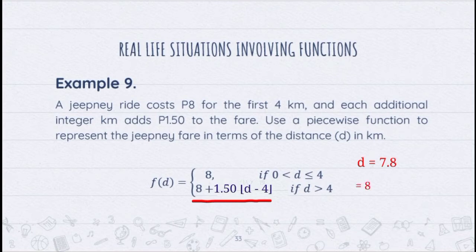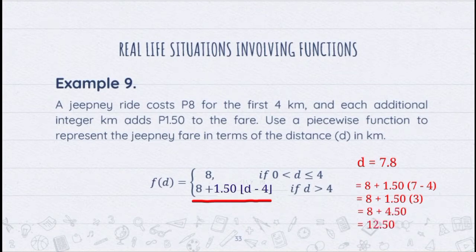So we have here 8 plus 1.5. The floor function of 7.8 is 7, minus 4. 7 minus 4 is equal to 3. Then 1.50 times 3 is equal to 4.50. Therefore, our final answer is 12.50.